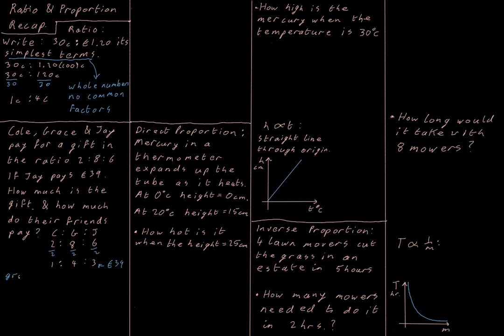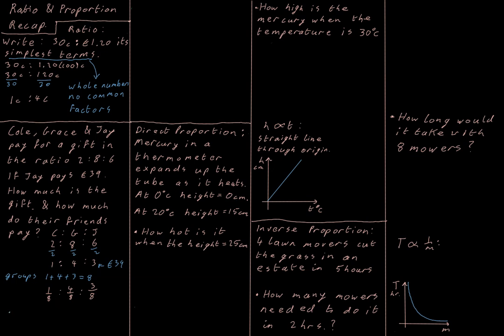So the smallest groups I could be dealing with, the smallest amount of money I could be dealing with, would be 1 plus 4 plus 3, which is €8. So the smallest amount of euro we could be talking about to break up our ratio this way would be €8. So we're dealing in groups of 8. Now that simplifies my life because I can now say that Cole pays 1/8 of the money, Grace pays 4/8 of the money, and Jay pays 3/8 of the money.